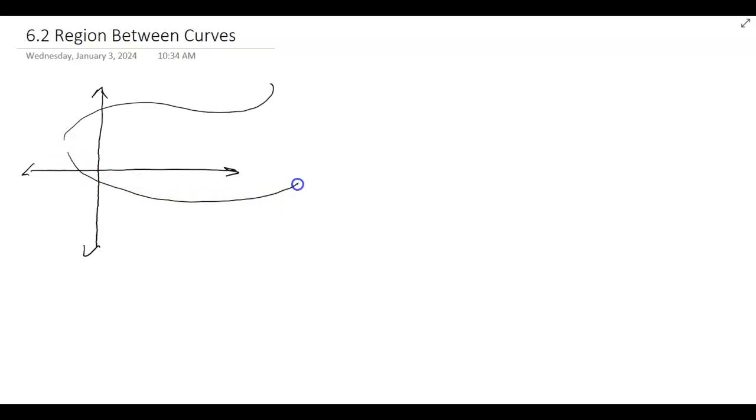For this video, we are going to look at the region between curves. This was touched upon at the end of Calc 1, and it's a very nice extension of integration. Essentially, suppose we've got a curve here, and we have another curve here. We'll call them f of x and g of x.